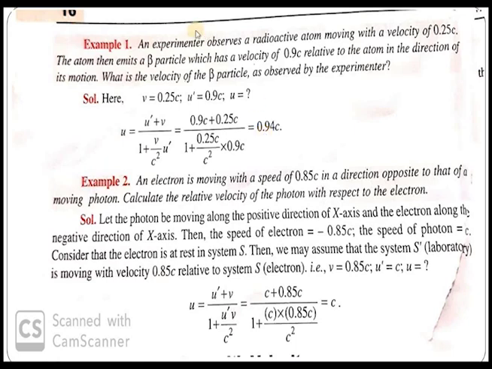So you have to understand what is v, what is u', what is u. We have already discussed that in the last class. You go through that. Just be thorough with all these notations.